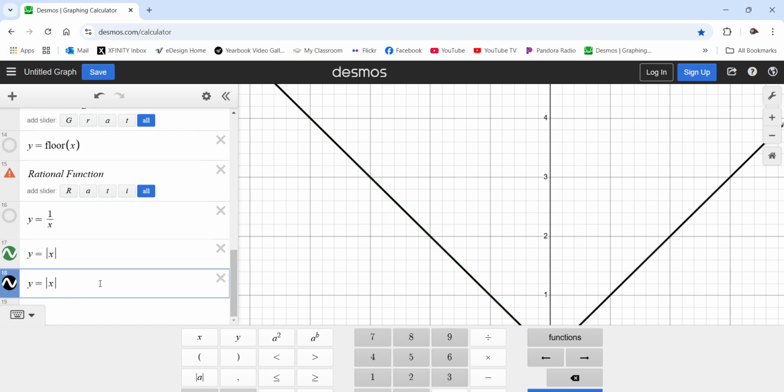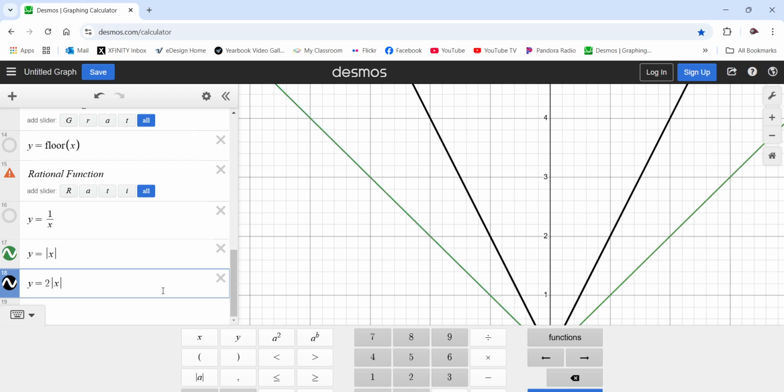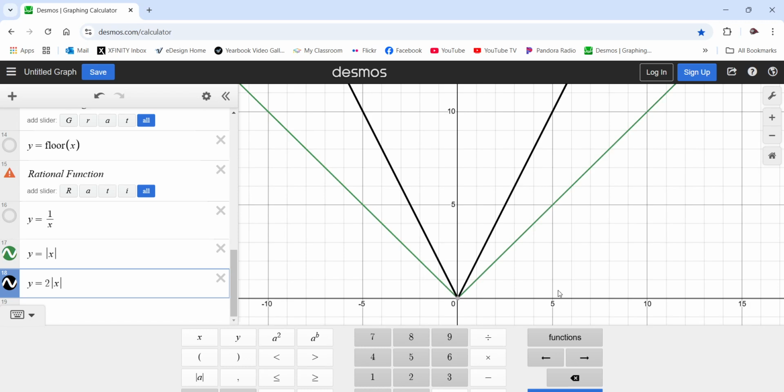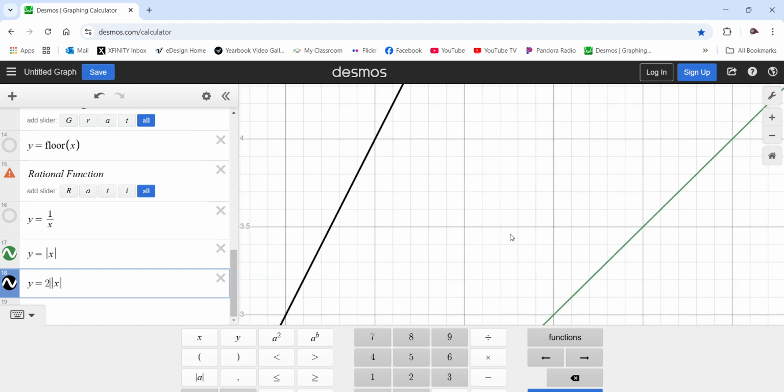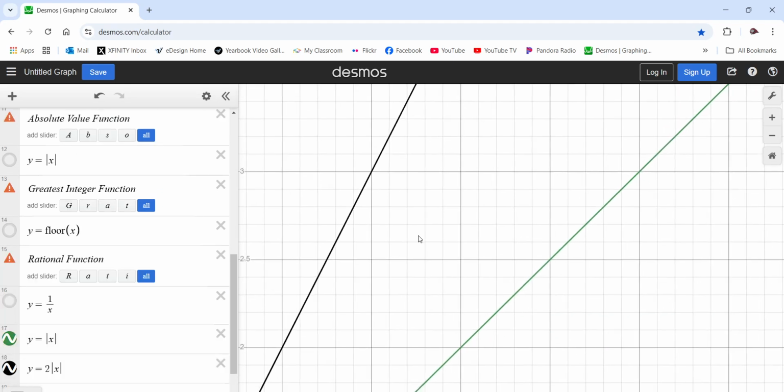So what if I just put a 2 in front of it? What do you think it's going to do? Make it skinnier? Okay, let's see what happens. Put a 2 in front of it. Boom. You're absolutely right. It made it skinnier, didn't it? Okay, so the green was the original one, right? And the black one is the one with the 2 in front of it.